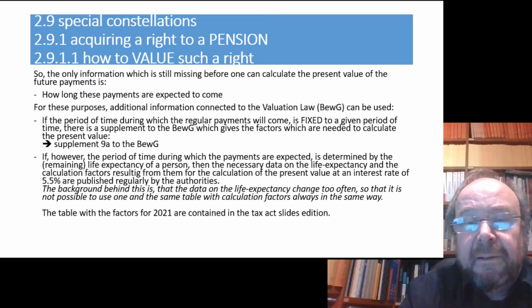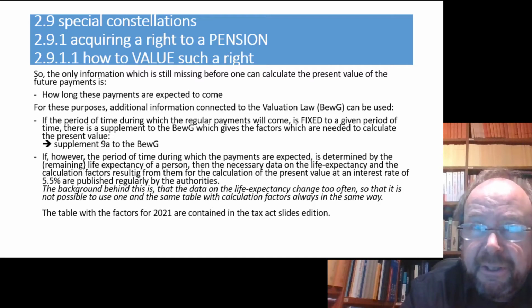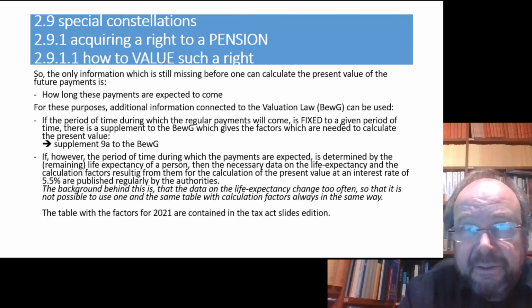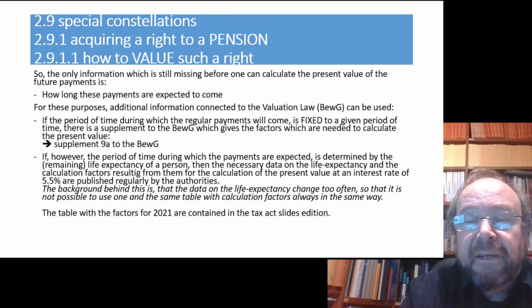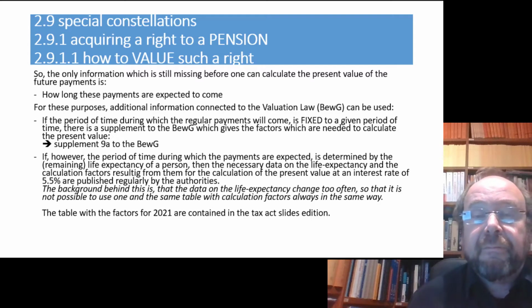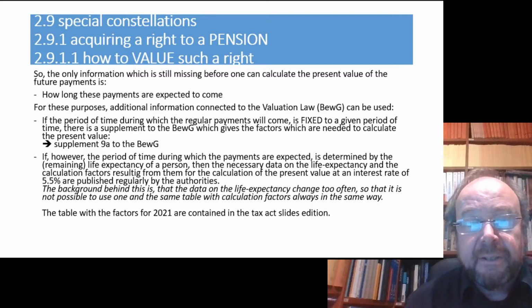So they turned to publishing at the beginning of each year an official table which gives an overview about the life expectancy, which has to be used for tax relevant calculations during that year. And they also publish the present value calculation factor, which results with 5.5% interest rate based on that life expectancy data. So that is published every year.